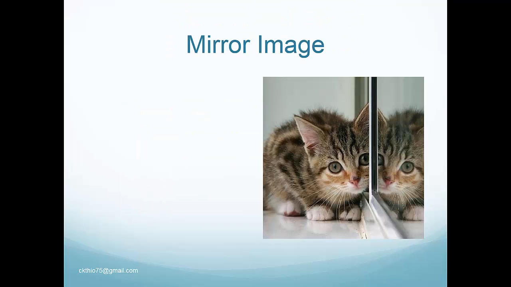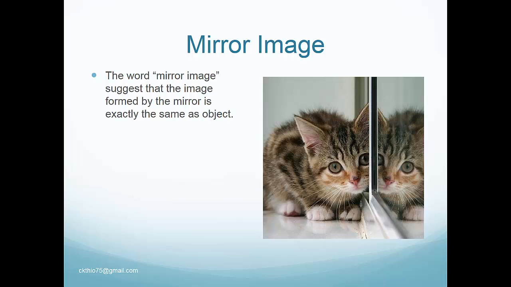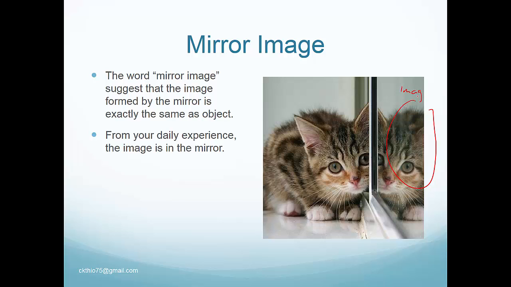So for mirror image, the word mirror image suggests that the image formed by a mirror is exactly the same as the object. As you can see from this cute cat photo, from your daily experience, the image is appearing in the mirror. So if this is the object, this is where the image would be. It appears inside the mirror, and it looks almost exactly the same as the object.